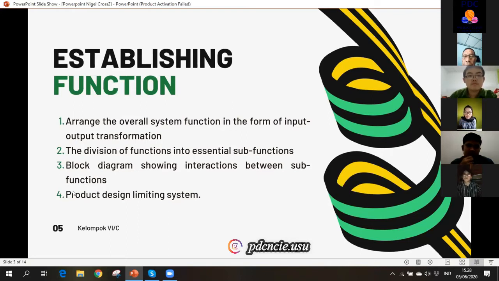Establishing function. The establishing function steps will be discussed regarding the function needed and the limitation of the design of the syringe pen product. And here are the steps. Establishing function, number 1. Arrange the overall system in the form of input, output, and essential sub-functions. The third one, a block diagram showing interaction between sub-functions, and the fourth one, product design limiting system. Next.